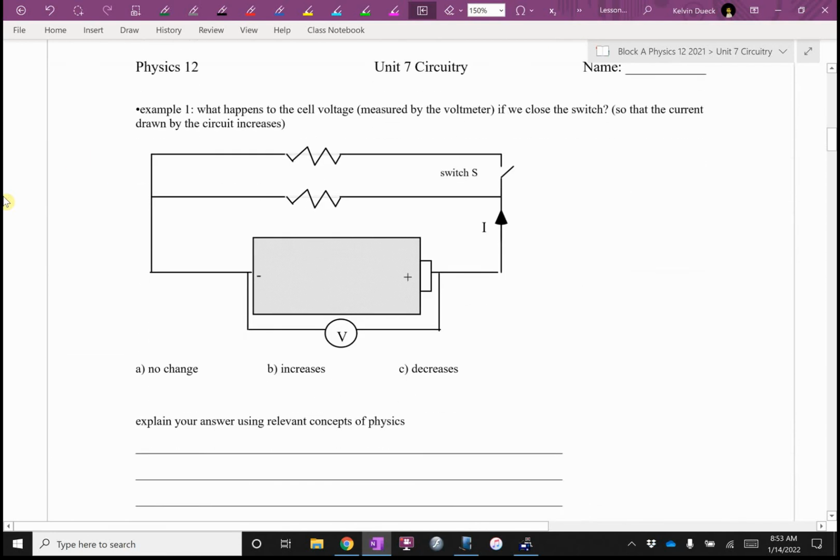Example 1 says this. What happens to the cell voltage measured by the voltmeter if we close the switch? Well, if we close the switch, are these two resistors in parallel or in series? So, if we add a resistor in parallel, what happens to R total? Increases or decreases? R total decreases. What happens to I total then? It increases.